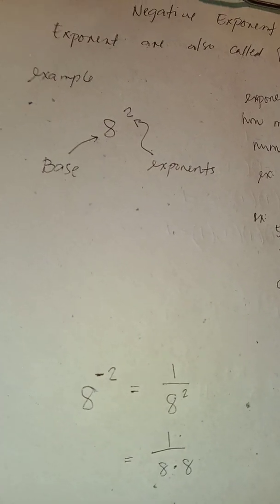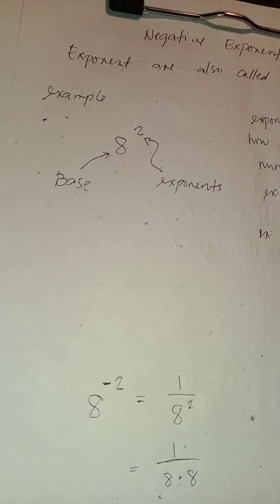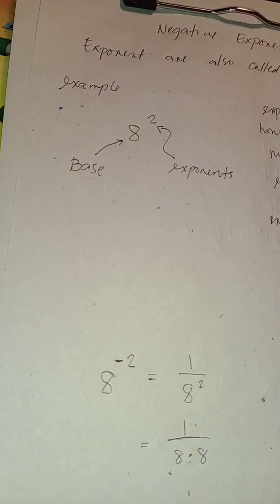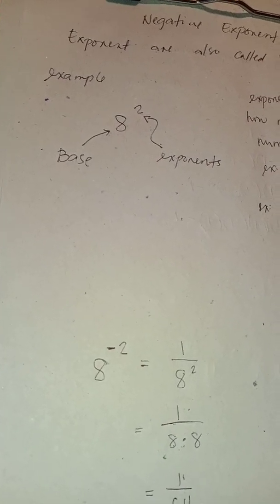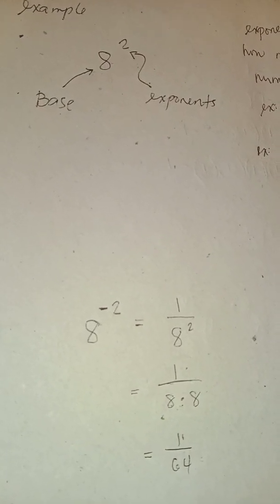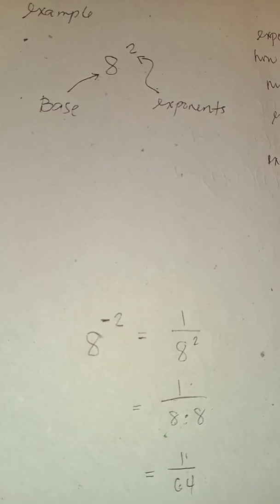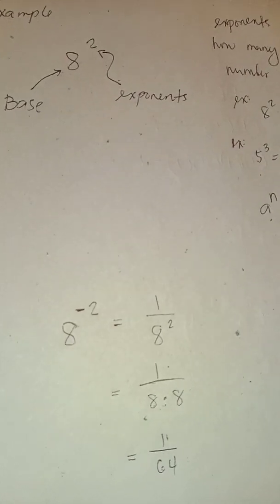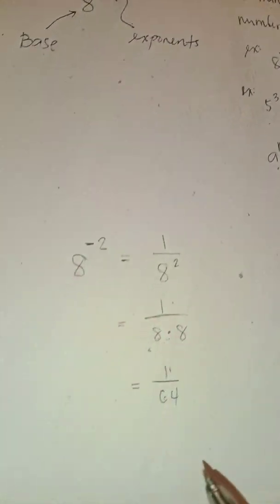8 times 8 pa rin siya, pero ga-divide yan, di ba? Divide ito. I-divide mo siya, so yung inverse niya. So, 1 over 64, yan yung sagot. Kanina, sa 8 squared equals 64. Ito, 8 raised to the power of negative 2, yung sagot po ay 1 over 64. Divide nga siya.